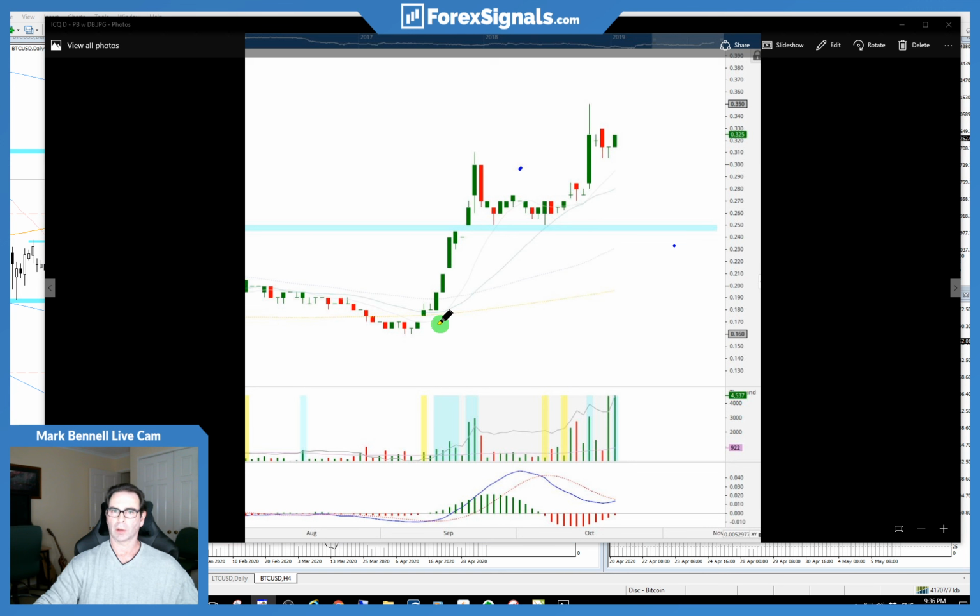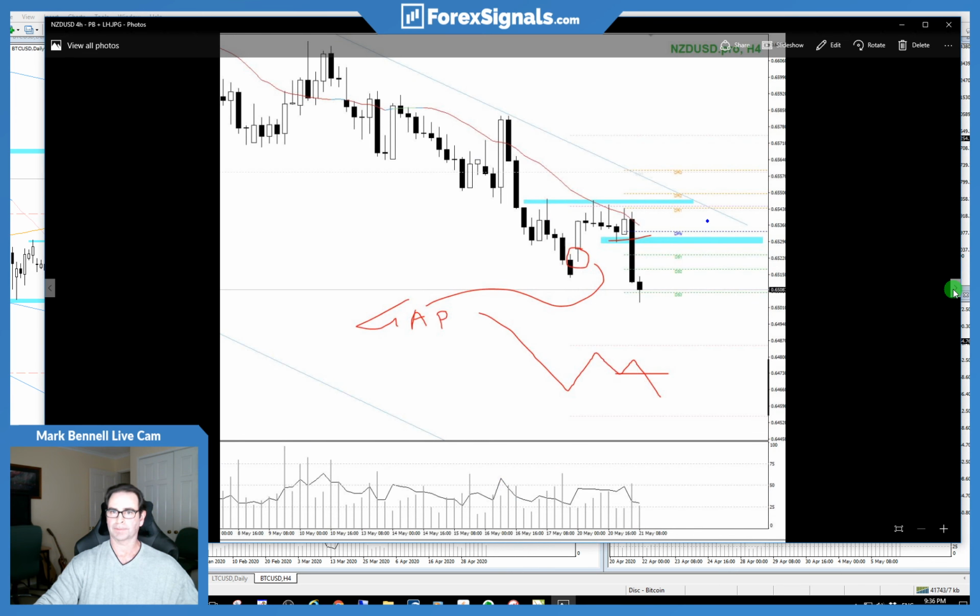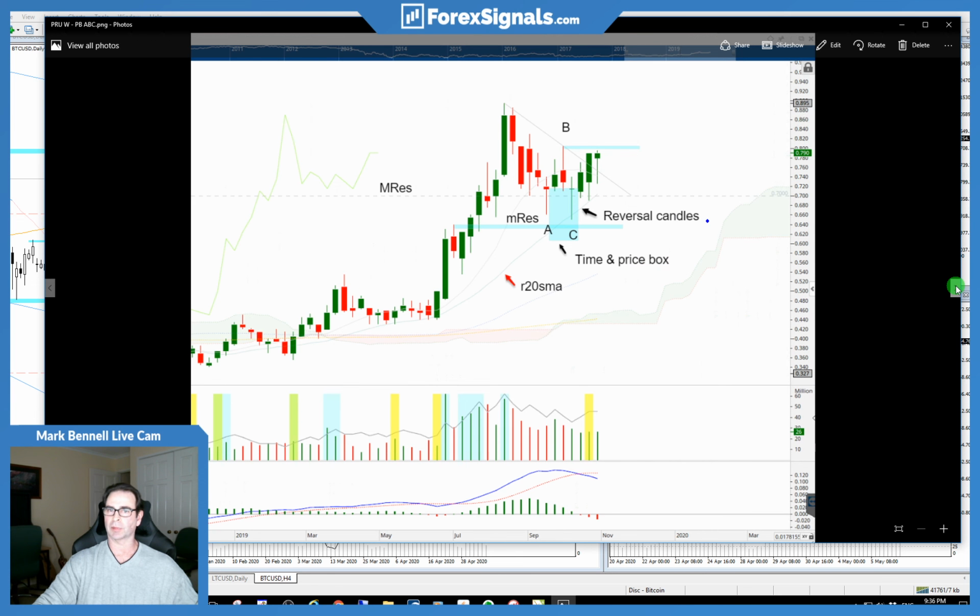Here's one. 20 period. Big move. A, B, C. Break through the B. This is better. Yeah, Davo. Build a plan around these are high probability setups.